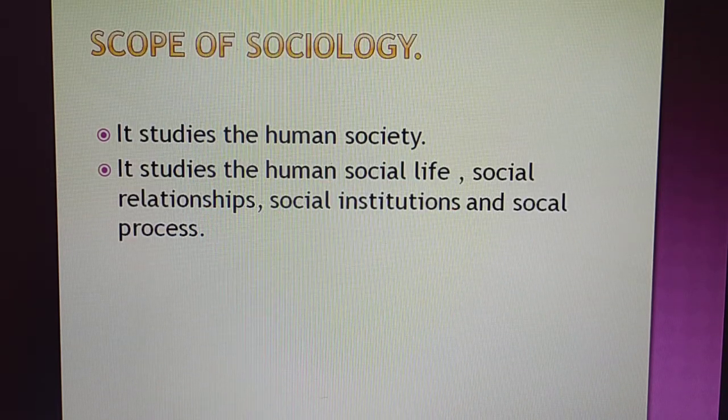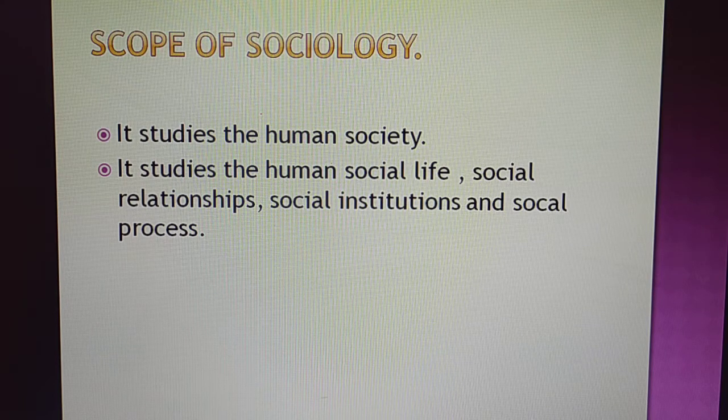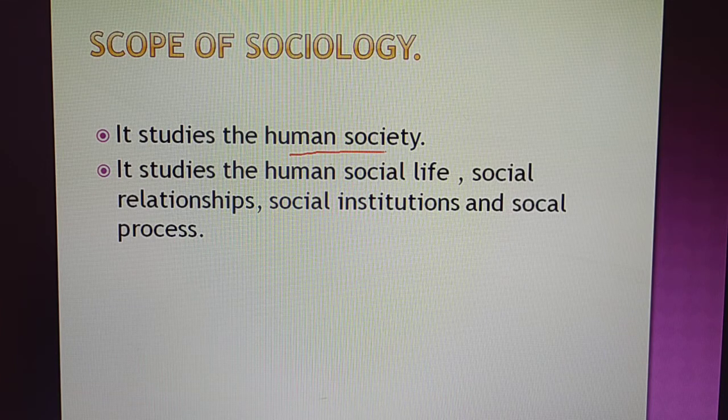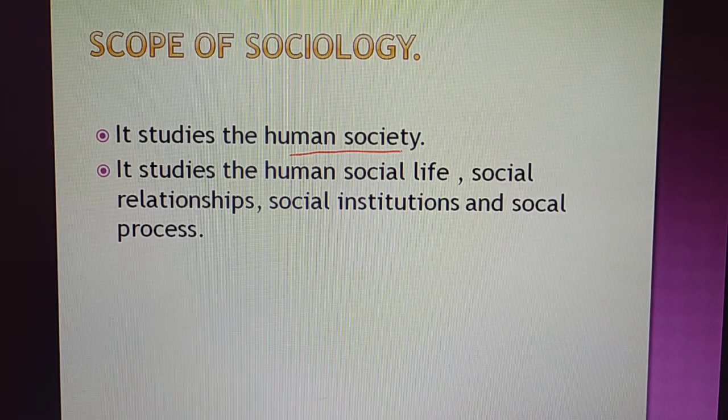Now let us move on to the scope of sociology: what things are studied in sociology and how. First of all, sociology studies human society: how human beings live and what problems they have, such as social problems like poverty, illiteracy, hunger and malnutrition. There are many more social problems, and these are studied by the subject called sociology. Human society means how people are living and what processes are being followed.